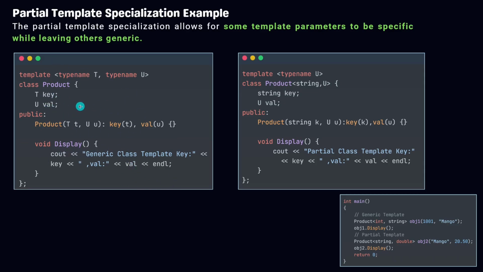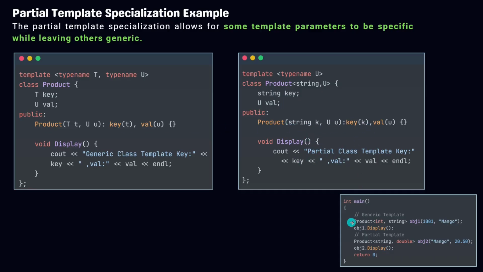This is a generic template example, a generic template class. Now this is a partial template specialization. If you see here, we have only one single template parameter, U, while in the class Product here we have T and U. Here we have a specific type: string is fixed, and U is a variable. U can be integer, U can be double, U can be anything. So here string is the key, and U is the value, and both have the same display method.